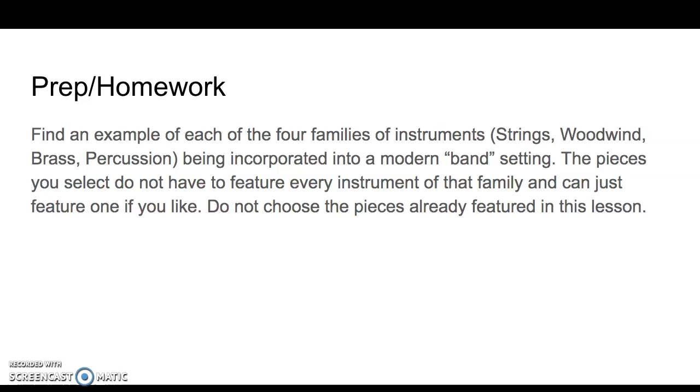But let's say, for example, you can't find something with the entire woodwind family playing, and it would be hard to do that. You might pick one instrument from the woodwind family, like say a clarinet. Just to point out, this might be helpful when you're doing that, a saxophone is also considered a woodwind instrument. Do the same for the brass family, or an instrument from the brass family, and percussion, or an instrument from the percussion family. Do not choose the pieces already featured in this lesson.